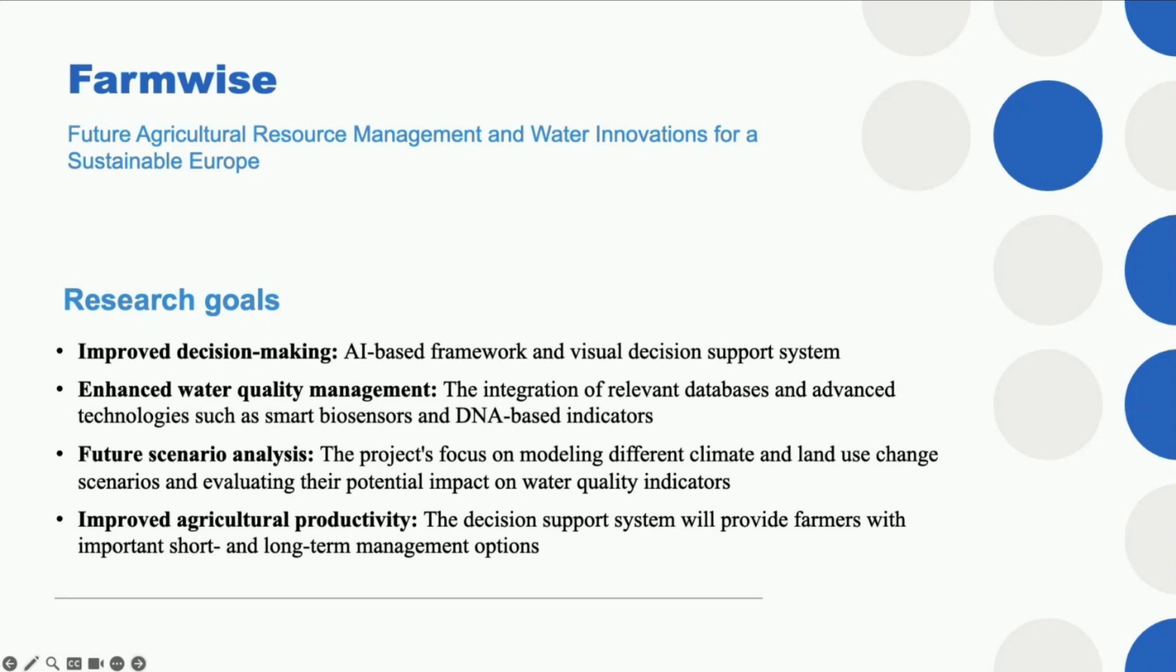That's a visual decision support system mainly for farmers, where farmers can use that platform to see what kind of decisions they can make regarding the farming, regarding their water use, to better cope with stresses in climate. The second point is enhanced water quality management. That's the integration of relevant databases and advanced technologies such as smart sensors and DNA-based indicators.